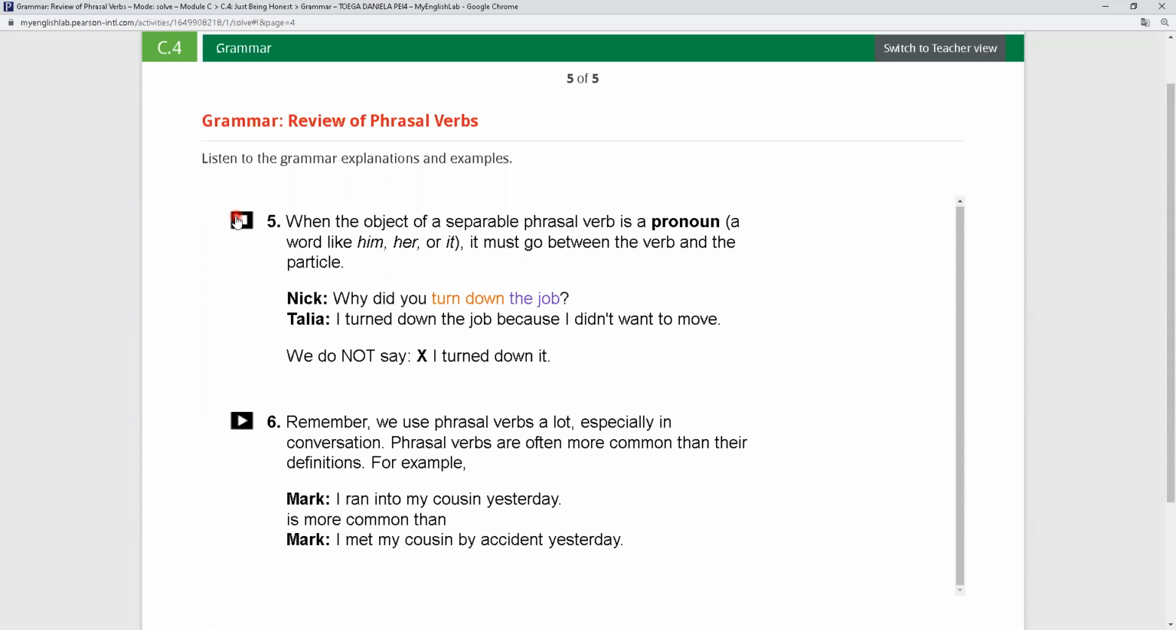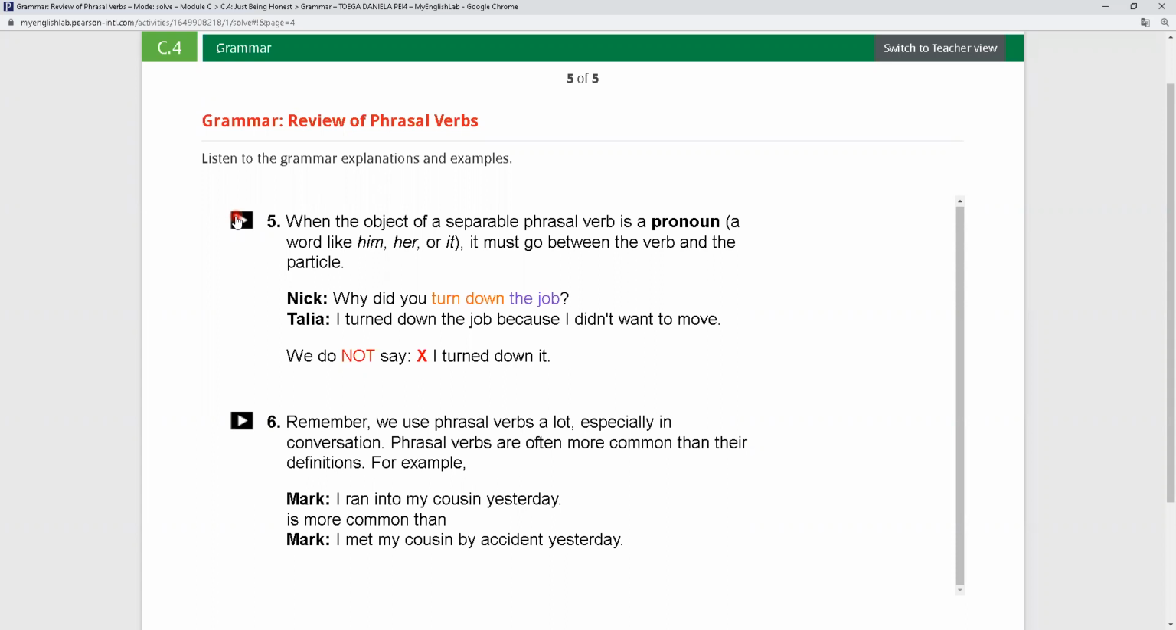I turned it down because I didn't want to move. Ok, entonces cuando el objeto del phrasal verb es un pronombre, bueno, cuando es un objeto directamente, un object pronoun, utilizamos como puede ser him, her, or it, tiene que ir sí o sí al final, right?